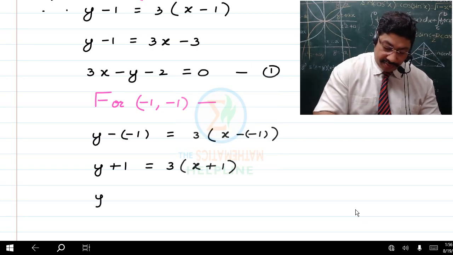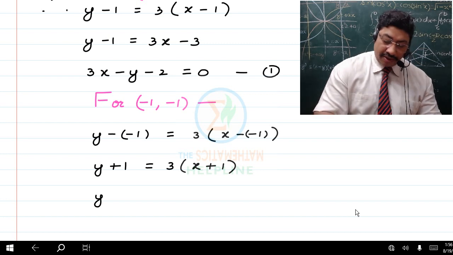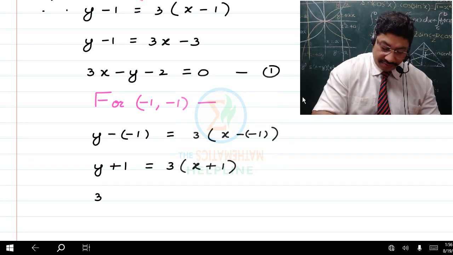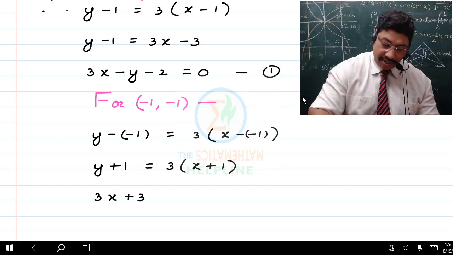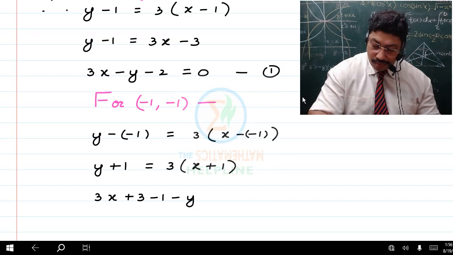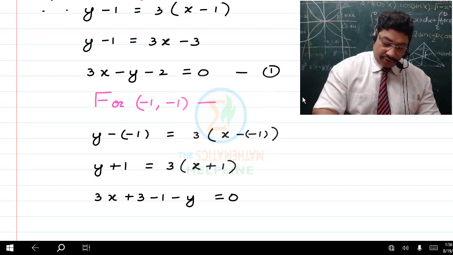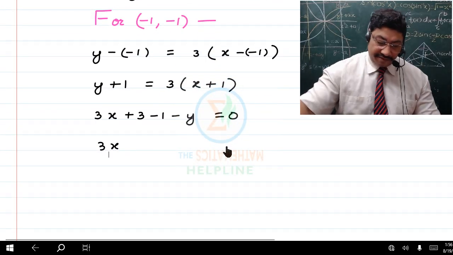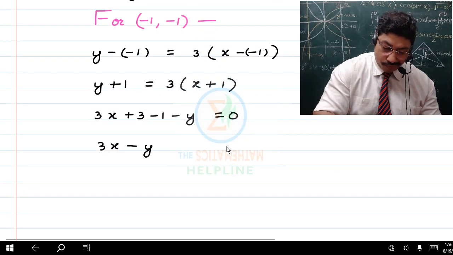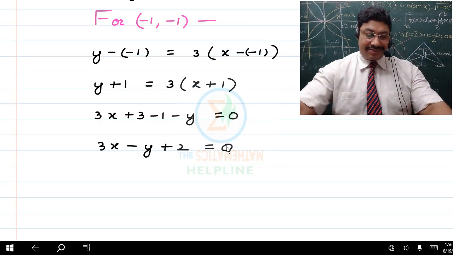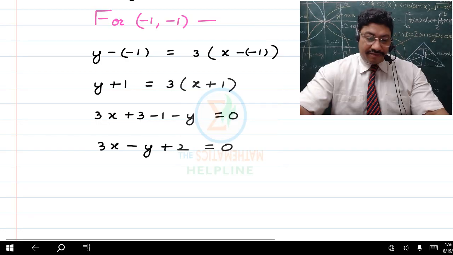So here thus we have y, which obviously can be taken to the other side, so we'll rather take it to the other side. We have 3x plus 3, minus 1, and minus y, which becomes equal to 0. So as such, we have 3x minus y plus 2 is equal to 0. So children, this is the second equation that we have.